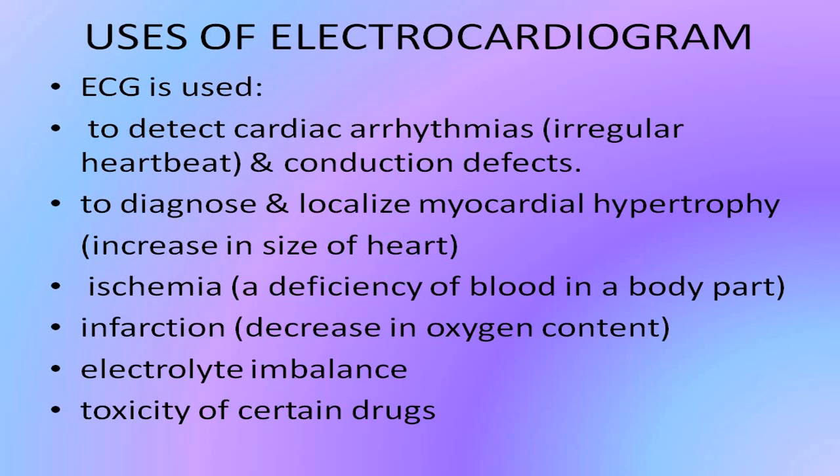Now the uses of the electrocardiogram, or ECG. A normal ECG indicates that the heart is functioning properly. If there is any change, this shows there is some disorder or something wrong with the conducting system of the heart. So ECG is used to detect cardiac arrhythmias. Arrhythmias mean irregular heartbeat and conduction defects.